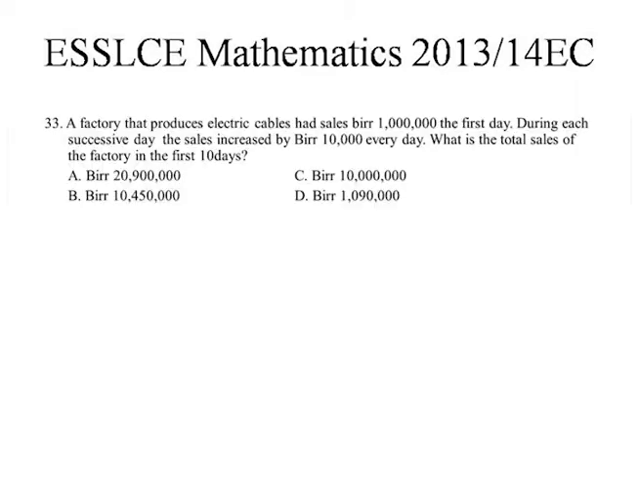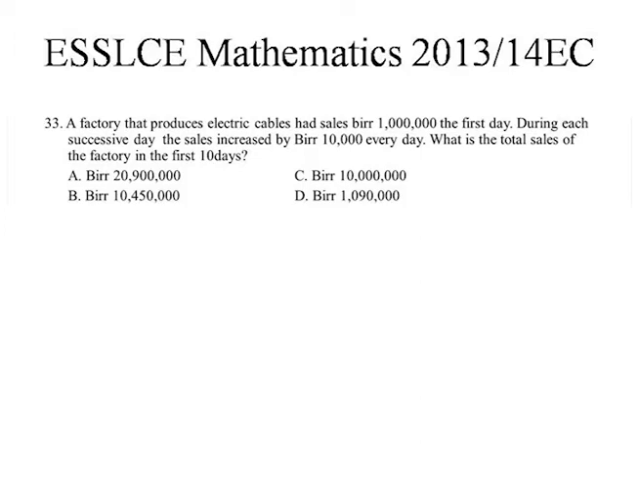A factory that produced electric cable had sales of 1 million in the first day. During each successive day, the sales increased by 10,000. What's the total sales of the factory in the first 10 days? How can we approach this question?